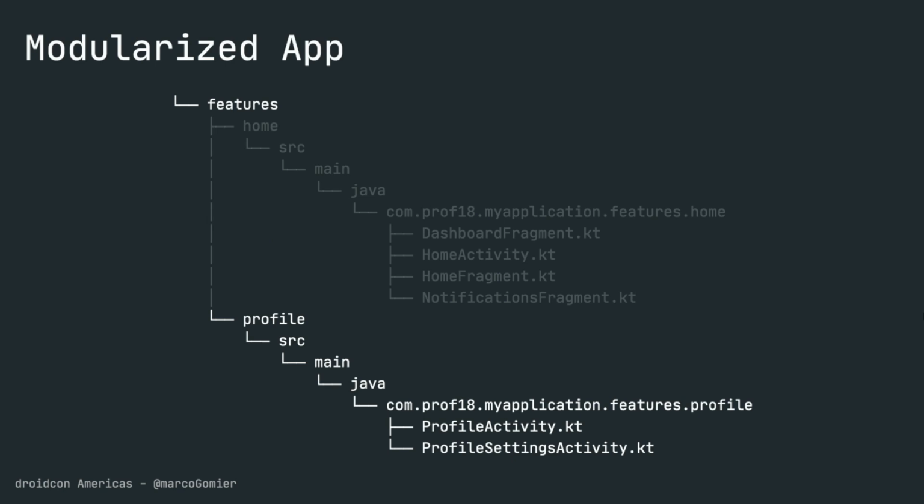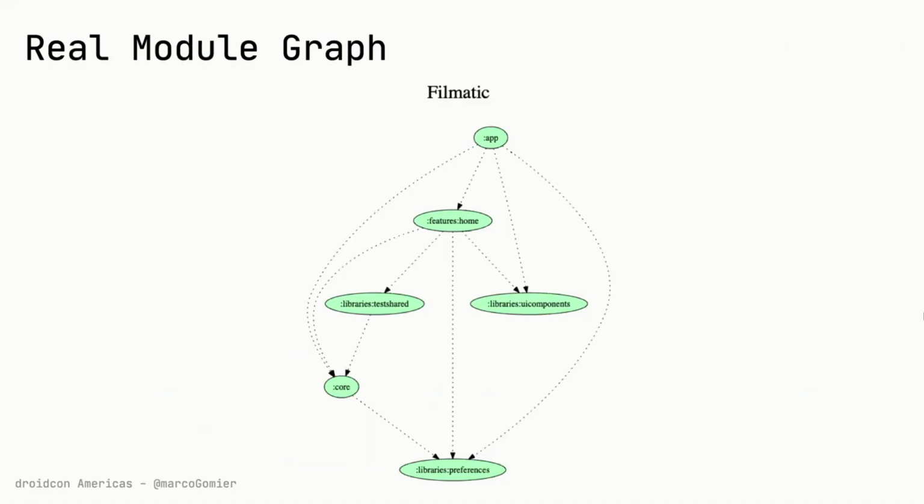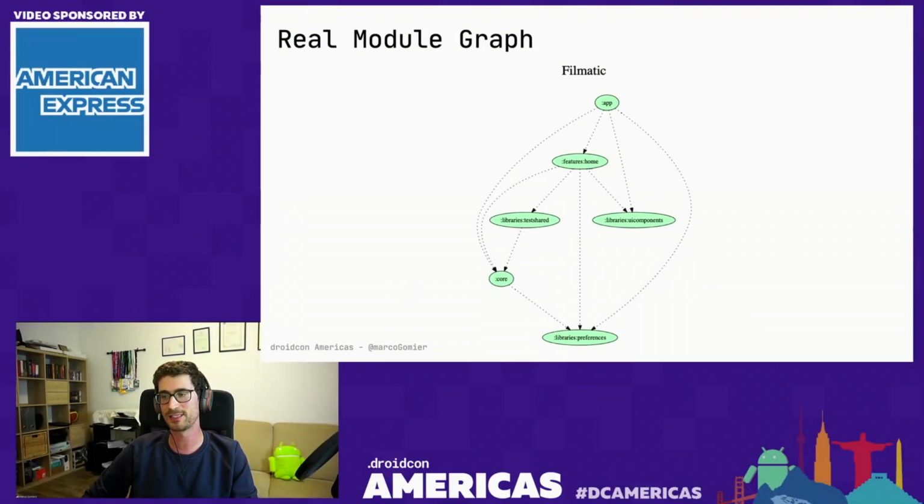But let's give a look to a more complicated example. It is a more complicated example, but again, a simple example. In this case, there is an app module with a feature module, and there are 4 libraries. As you can see, the feature only depends on the libraries, and the libraries, like the UI components, do not depend on other libraries, but the core libraries depend, for example, on the preference library.